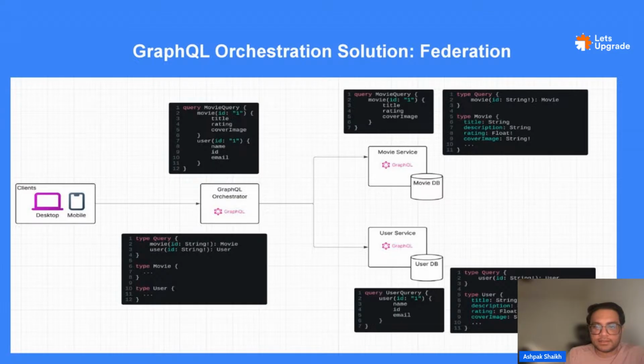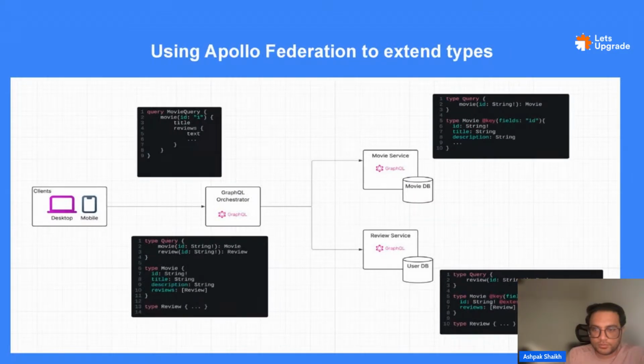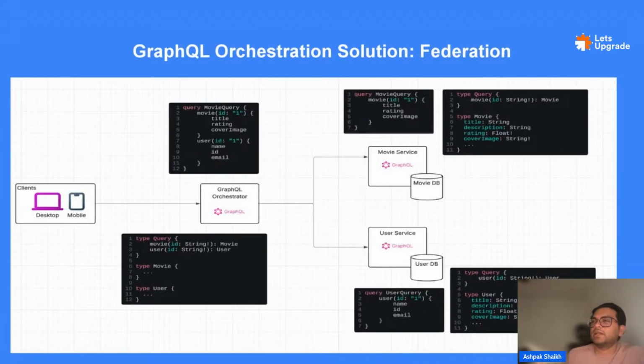Let's look at some more federation use cases. Now, this was a very simple way of federating. It's basically an aggregation, aggregating all the queries and all the mutations. A very simple, straightforward way of federation. At runtime, it knows that movie is movie service, user is user service, and that's it. It's a simple algorithm that it can execute.